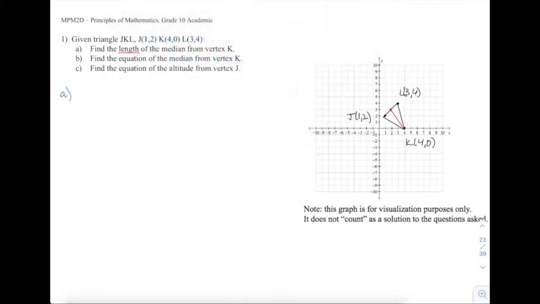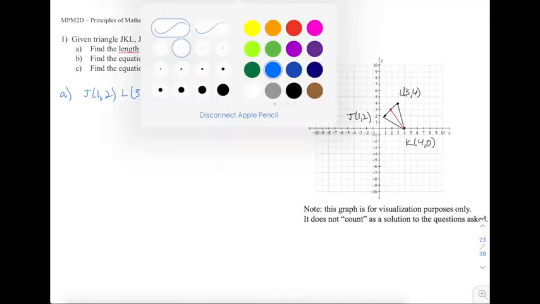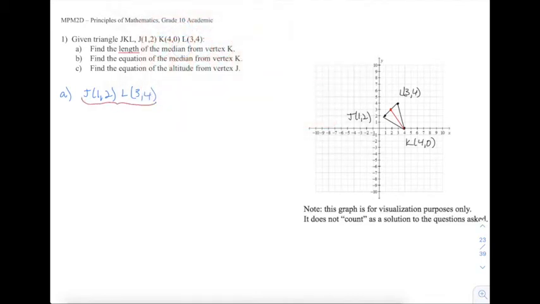So the first thing I need to do is figure out the midpoint of J and L. Okay, so we've got 2, 3 as our midpoint here. Essentially all I have to do is find the length of MK, which I'm going to do using the distance formula. So I'm just going to write K here for easy viewing.